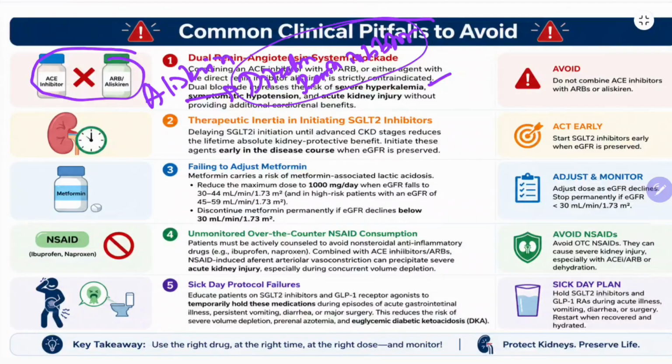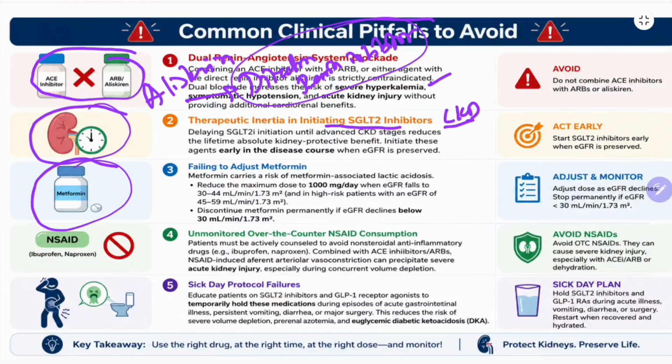Do not combine. The second thing is always have a low inertia for starting SGLT2 inhibitors in patients with CKD. Don't delay the starting of these SGLT2 inhibitors. Start early in the course. And always remember the metformin dosage. Maximum dosage will reduce from 2 gram to 1 gram in DKD patients, and whenever the GFR falls below 30, you should stop the drug.